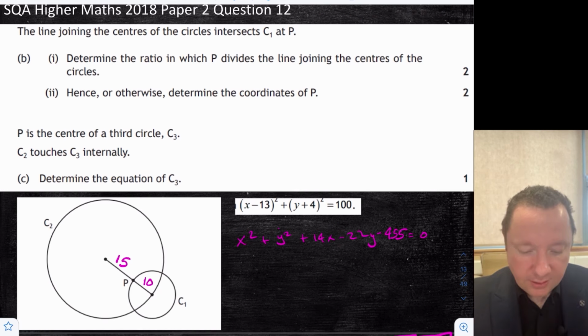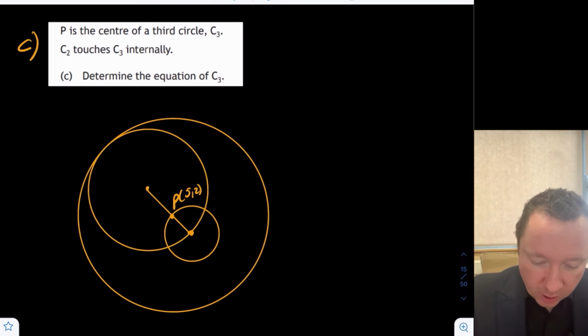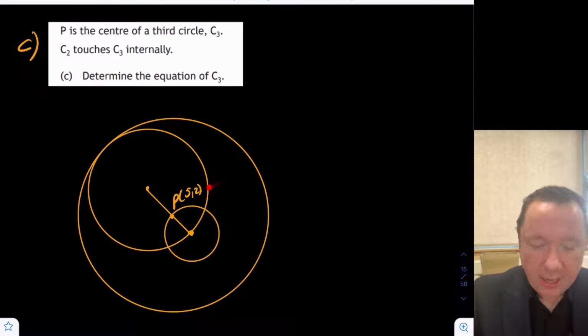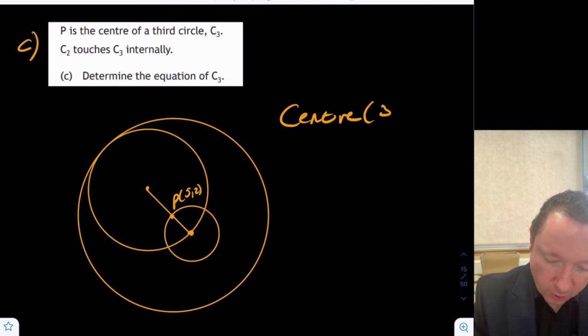And we're done there. P is the centre of a third circle, C3. C2 touches C3 internally. Determine the equation of C3. So it's best to probably draw a picture for this one. So there's our picture. We've got our original picture, and then we've got this new circle, and it says that C2 touches C3 internally. So it's touching it at one point inside the circle. And we have to determine the equation of C3. Remember, P is the centre of this big, massive circle. Okay. So our centre, we already know, is (5, 2).